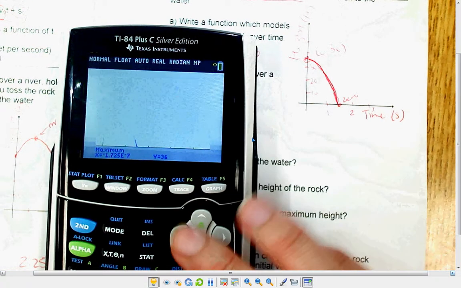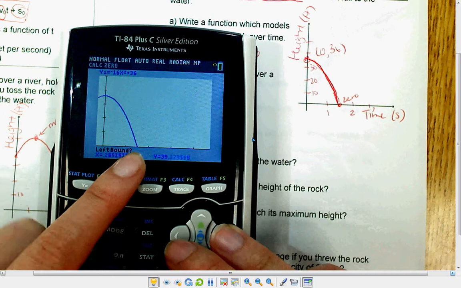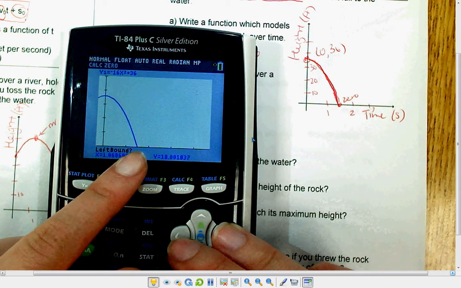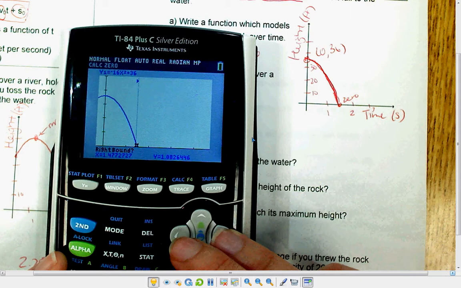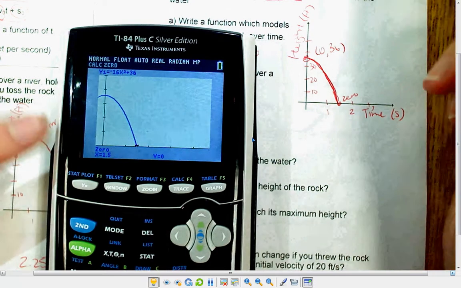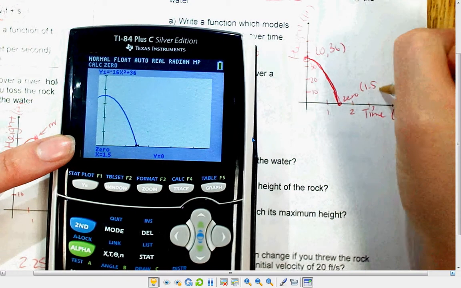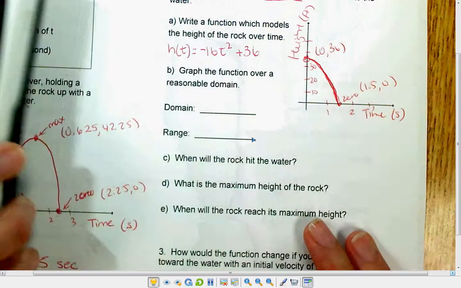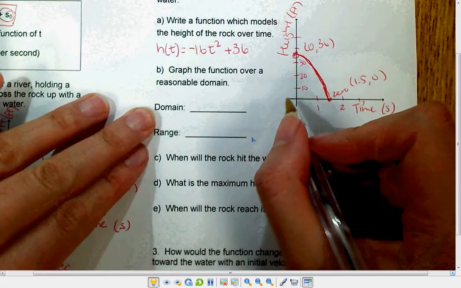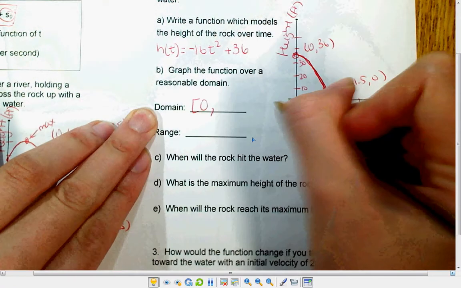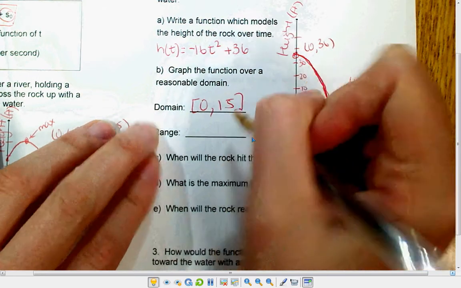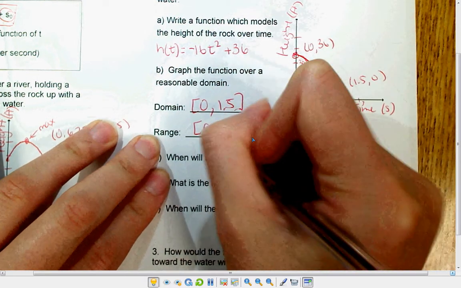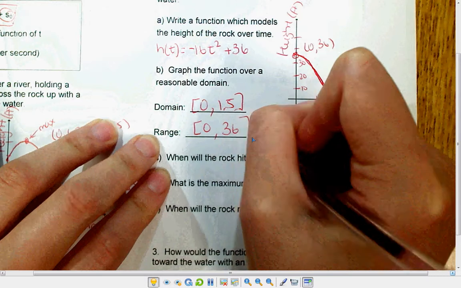Our 0, second calc 2, now we're going to go to the left side of the 0. Right side of the 0. Enter. We have a 0 of 1.5, comma 0. So looking at this, our domain goes from 0 to 1.5. Range goes from 0 to 36.